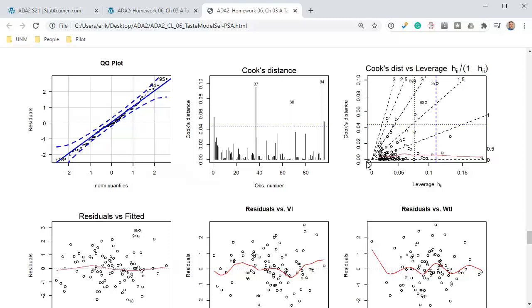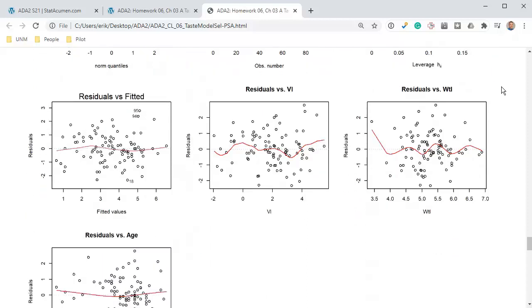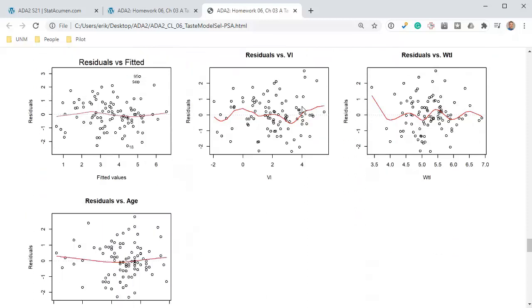Okay, why are 37 and 94 influential? Is it because they have high leverage? Here's 37, and here's 94. And so they have a bit more leverage than most of the data points, but they're not super high leverage. So we'll just continue to keep our eyes out for those in these plots. All of these residual plots look beautiful. There's no structure, there's no increasing variance, there's no curved pattern, so this looks great. 94 sort of has a high residual here.